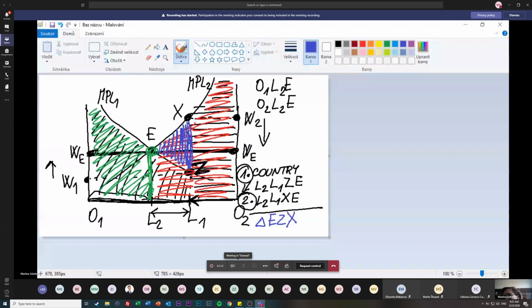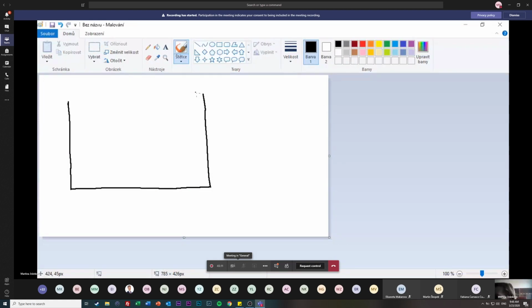So let's go to the third impact of the migration. The third impact of the migration, if you remember, as an assumption, there are two countries and two factors, labor and capital. Maybe I will draw the new chart. It will be too much now. So wait a minute, I will draw a new chart.